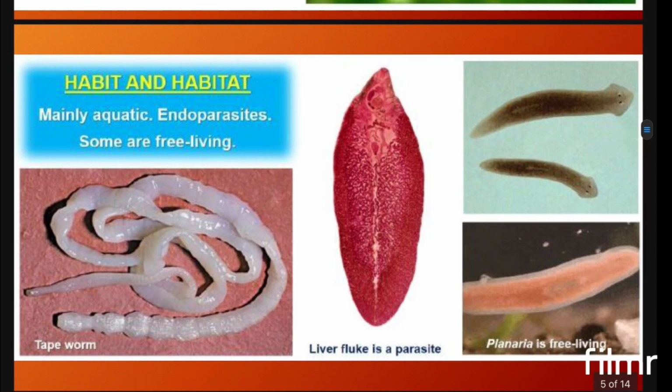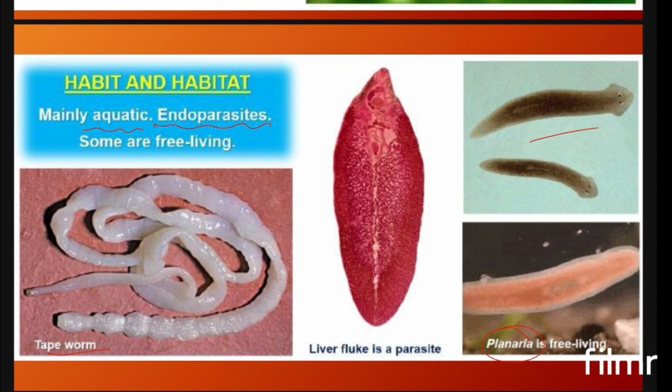Now, where can you find Platyhelminthes? Regarding habitat, they are mainly aquatic organisms, or they are endoparasites. Some organisms, very few, are free living. Here you can see the tapeworm, which is an endoparasite, not ecto, endoparasite. Inside our body, the tapeworm is present as an endoparasite. One example of free living Platyhelminthes is the planaria. In dirty water and so on, you can see that planaria will be present. Parasitic forms are also present here. Mainly we said that they are aquatic, right?